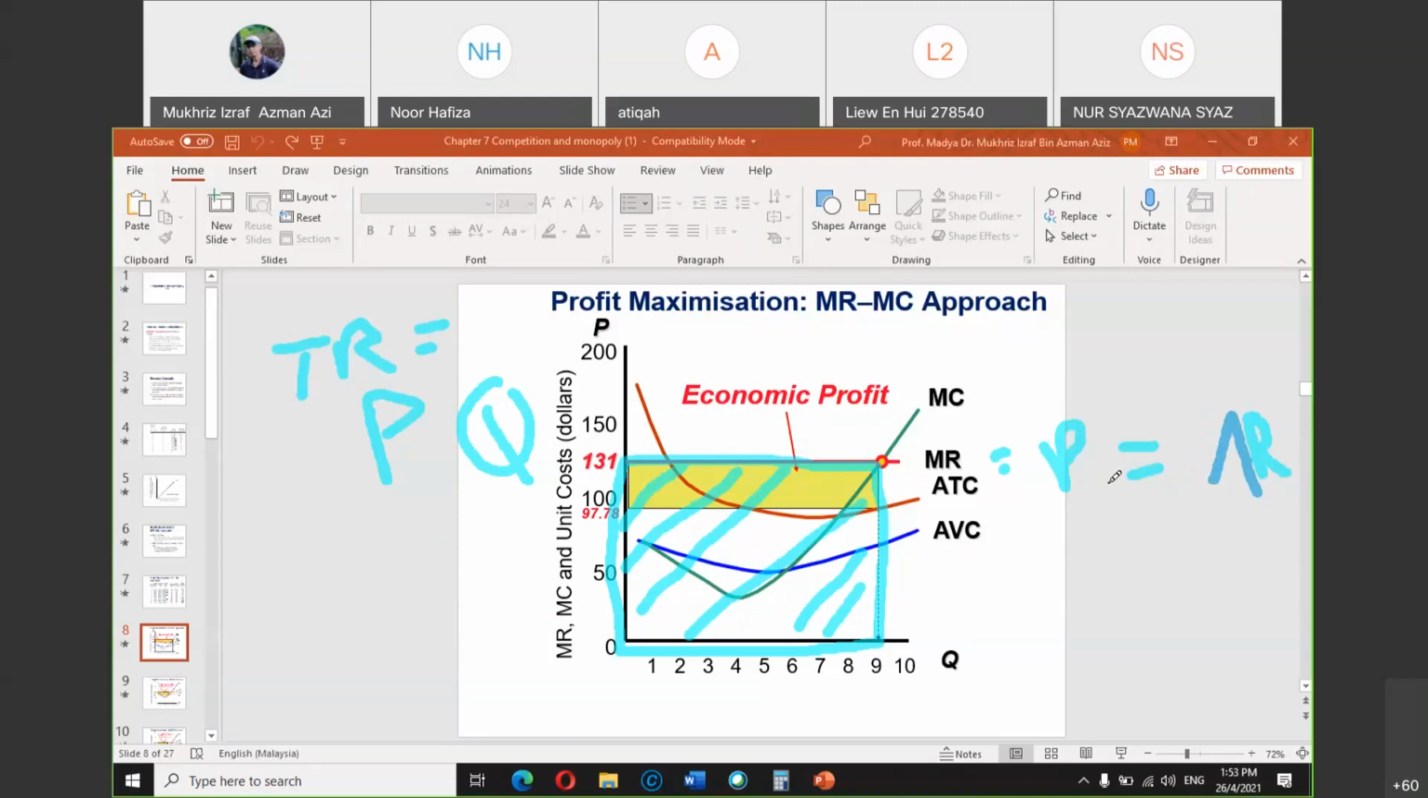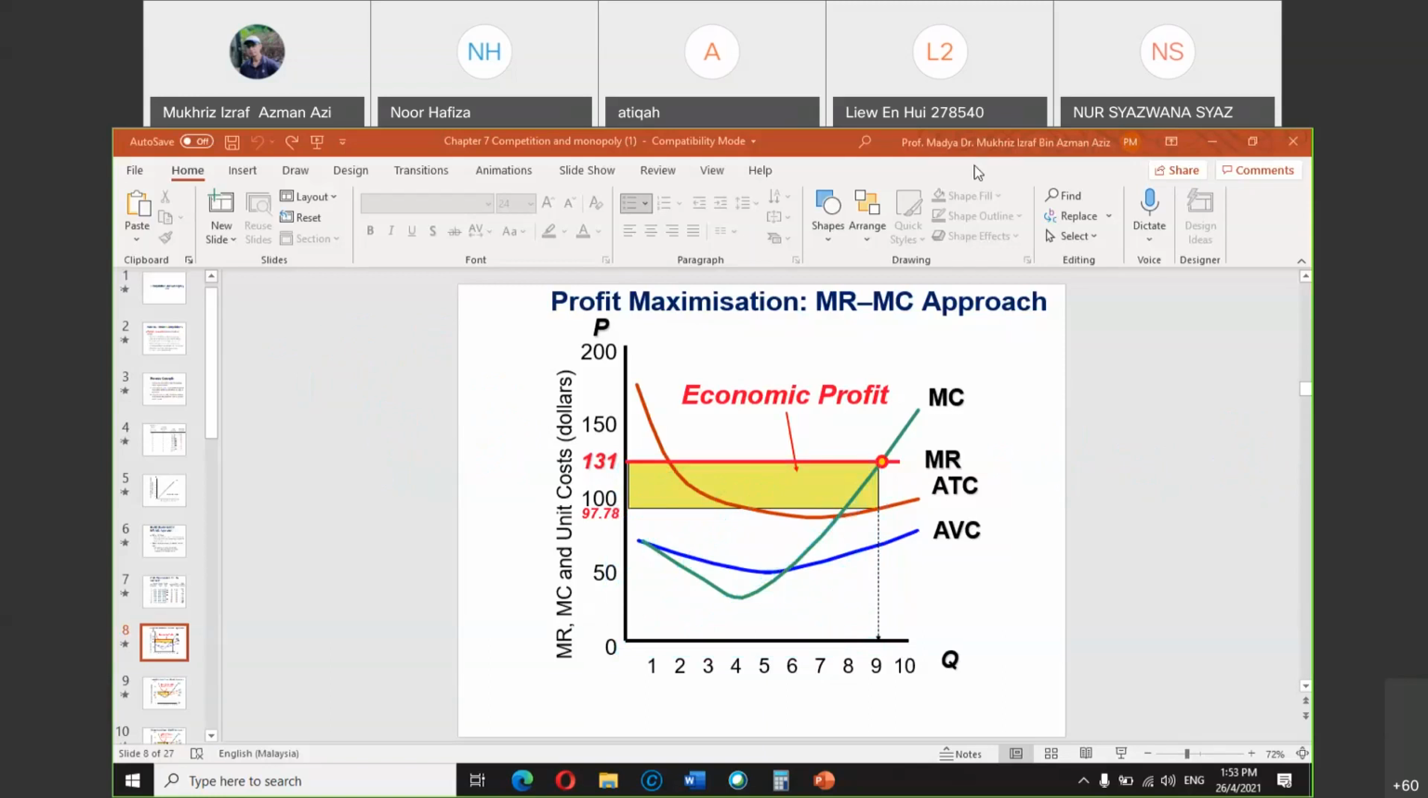So this blue area is the total revenue area. How about the total cost? For total cost, you need to refer to the average cost line. When the line cuts the average cost line at this point, this is the average cost point. And at this point, you can see 97.78, which refers to average cost, because our curve is average cost, not total cost. So 97.78 is the value of average cost when you produce at quantity equals 9.